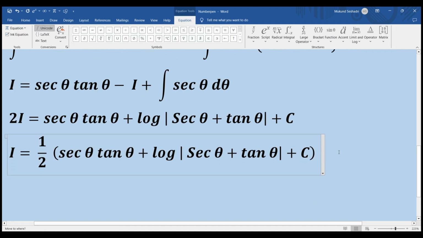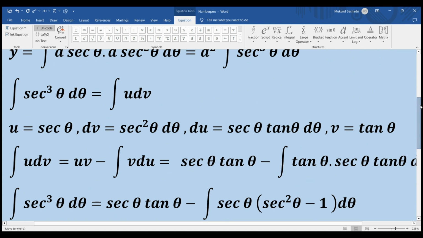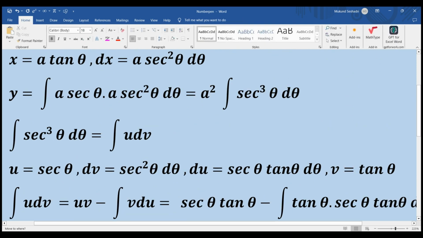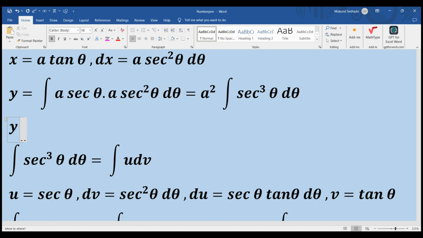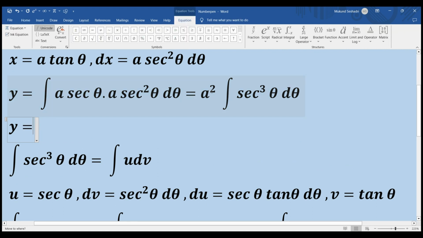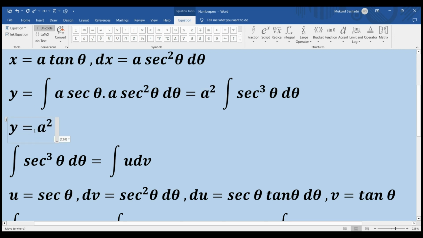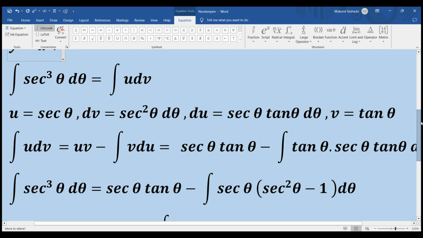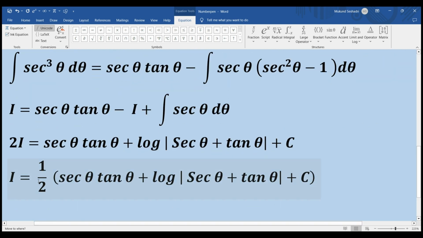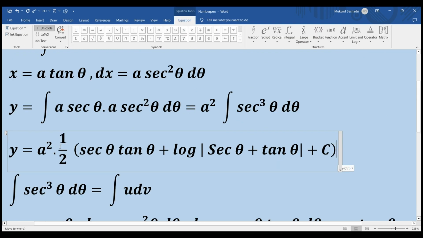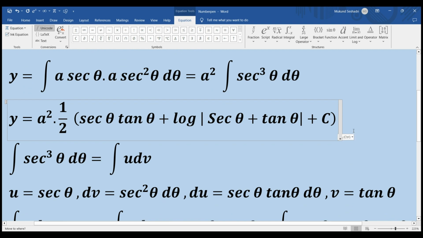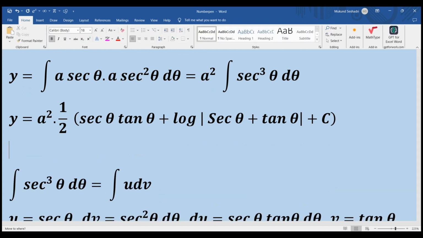So that's my I, but we are not yet done with y. So let's go back to the expression y. We started off with a square times integral of secant cube theta, right? So my y becomes equal to a square times, then we have integral of secant cube theta, which is nothing but our I, as half of this expression, right? So now all that I need to do is put back everything in terms of x, right? And that's not too difficult for us.